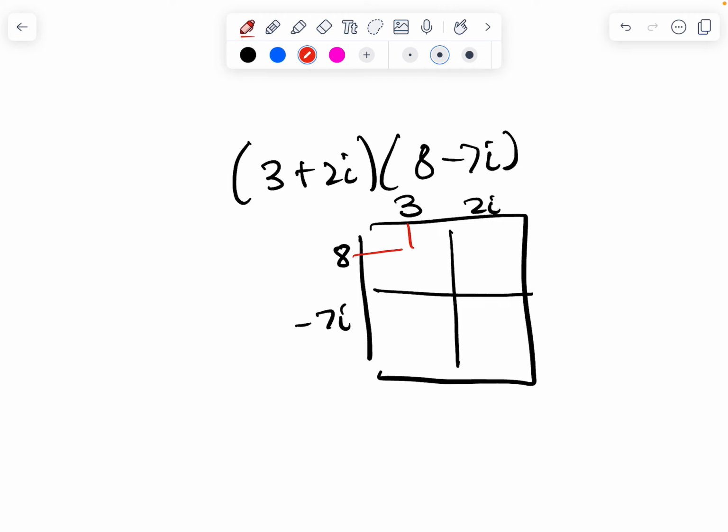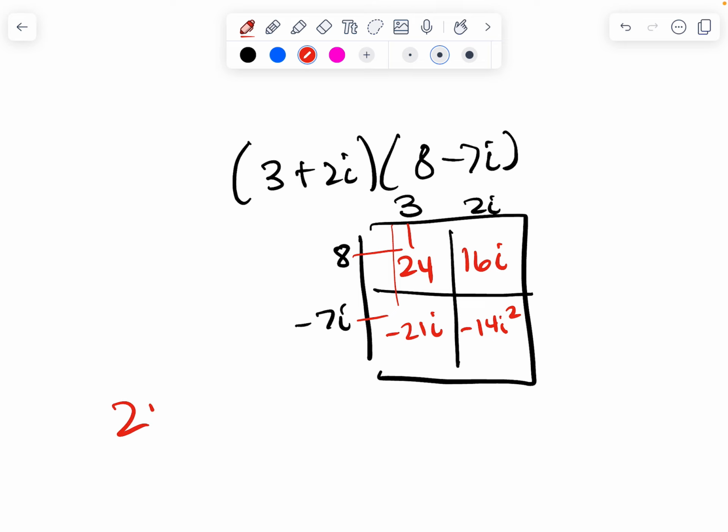So 8 and 3 multiply together to be 24. 8 and 2i becomes 16i. Negative 7i and 3, that becomes negative 21i. And negative 7i times positive 2i becomes negative 14i squared. So let's write this out.